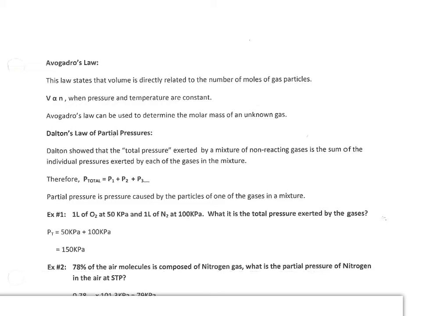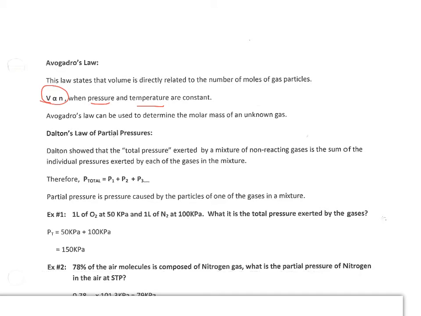So starting with Avogadro's law, this law states that volume is directly related to the number of moles of gas particles. So when we're writing it in terms of the proportionalities, we could say that the volume is directly proportional to the number of moles. This time we're keeping both the pressure and the temperature constant. So you can fill those out on your big chart there, organizing all of our different laws. Avogadro's law can be used to determine the molar mass of an unknown gas, and we'll look at an example in a little bit.